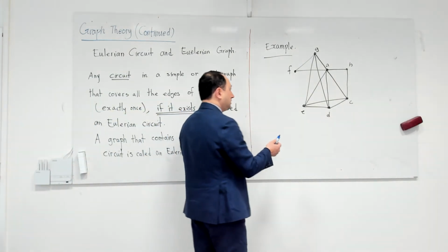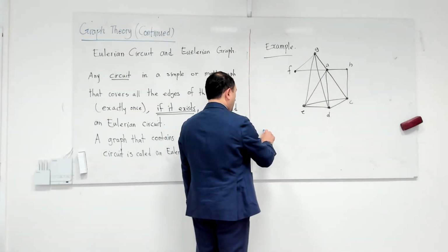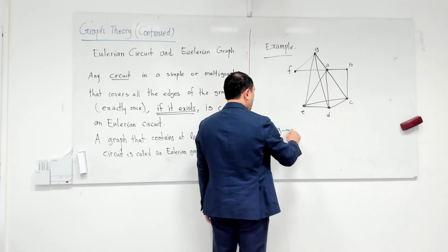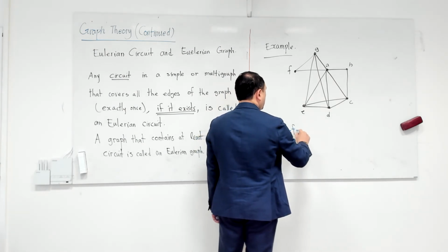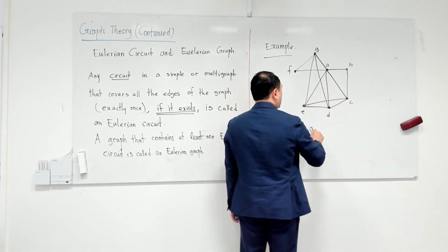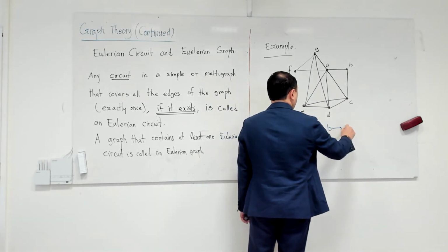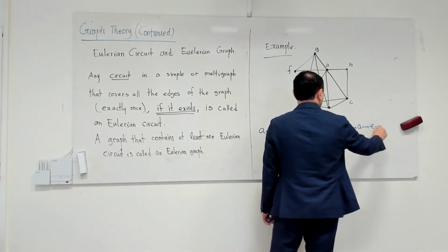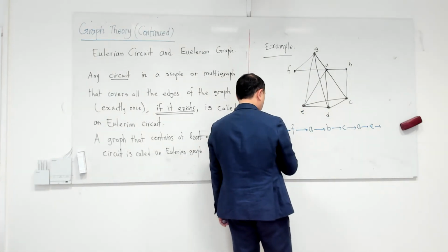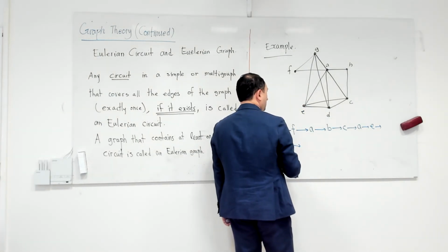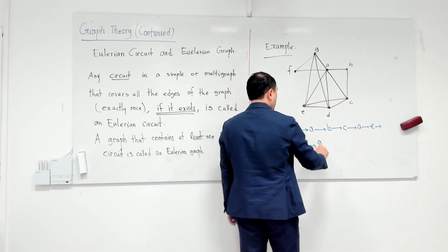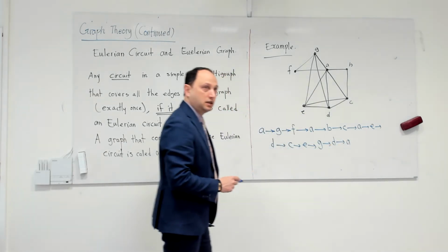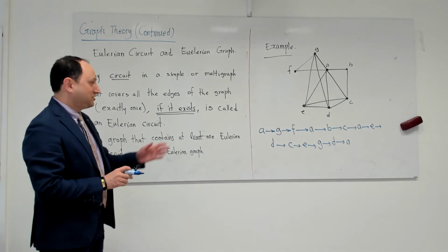Where do you want to start from? From A. Okay, so let me write A, then to G, to F, to A again, B, C, A, E, D, C, E, G, D, and then A. Is that what you said? Yes. It's not an easy task, but let me check his.